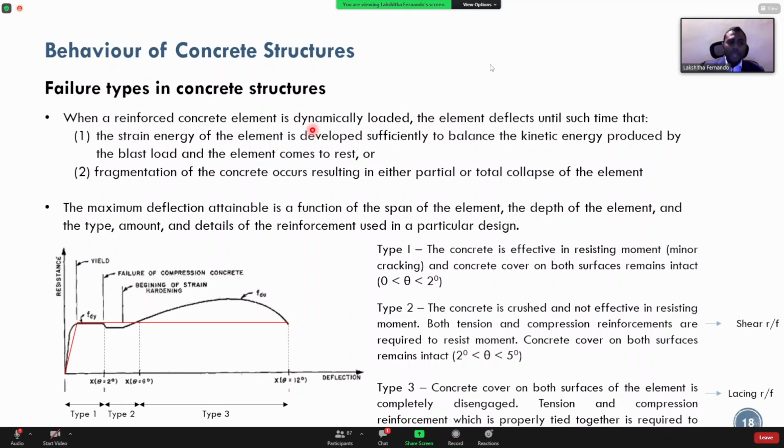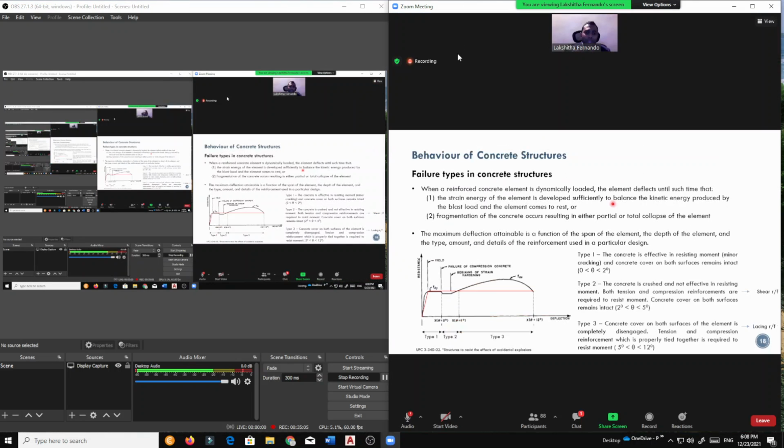So in terms of reinforced concrete design, generally, when there's a blast load, the reinforced concrete element will try to absorb it. There's energy that is exerted onto the structure, and in the form of strain energy, the elements in the structure will absorb it. So under that, the elements will try to deform. You will get elements deforming.